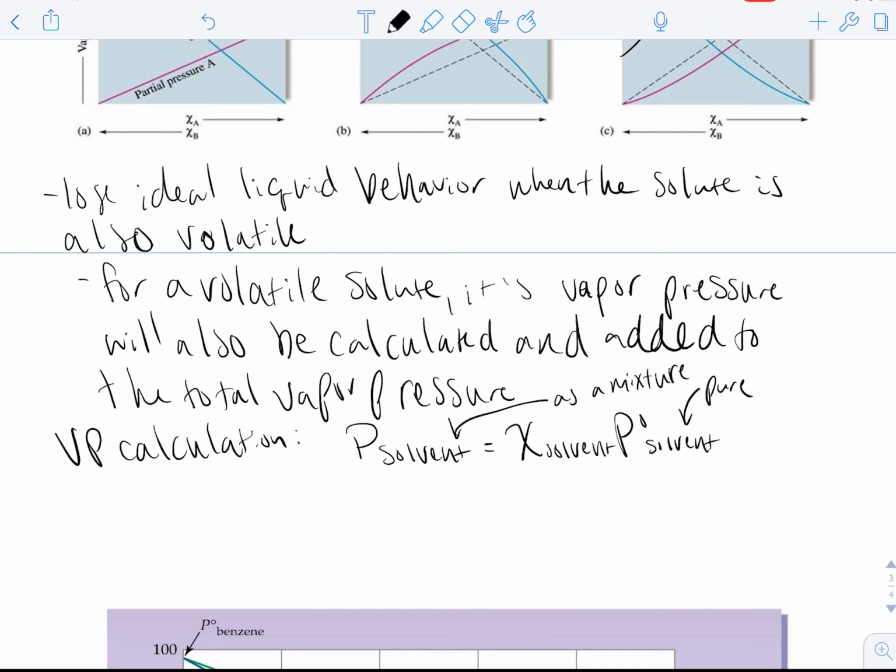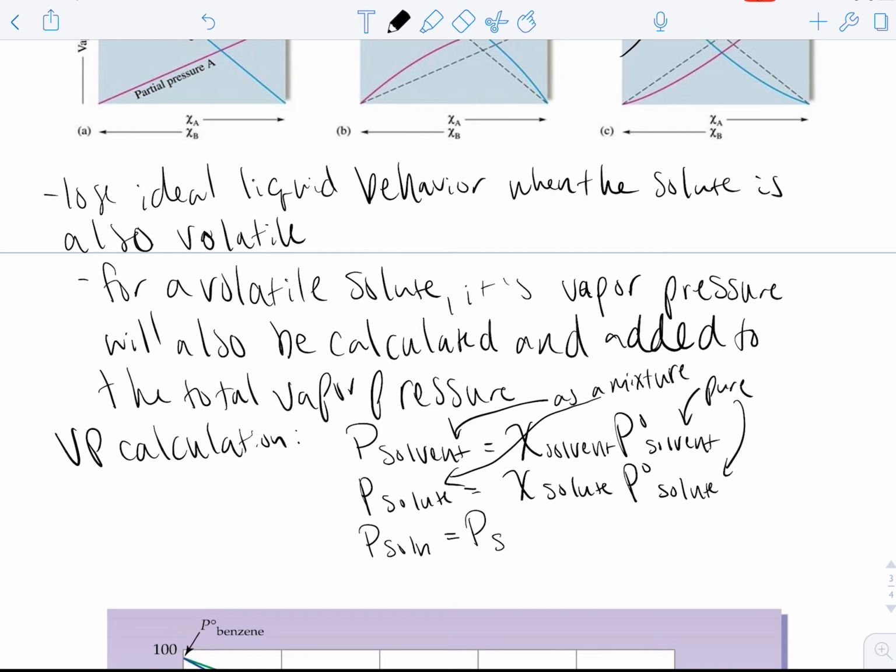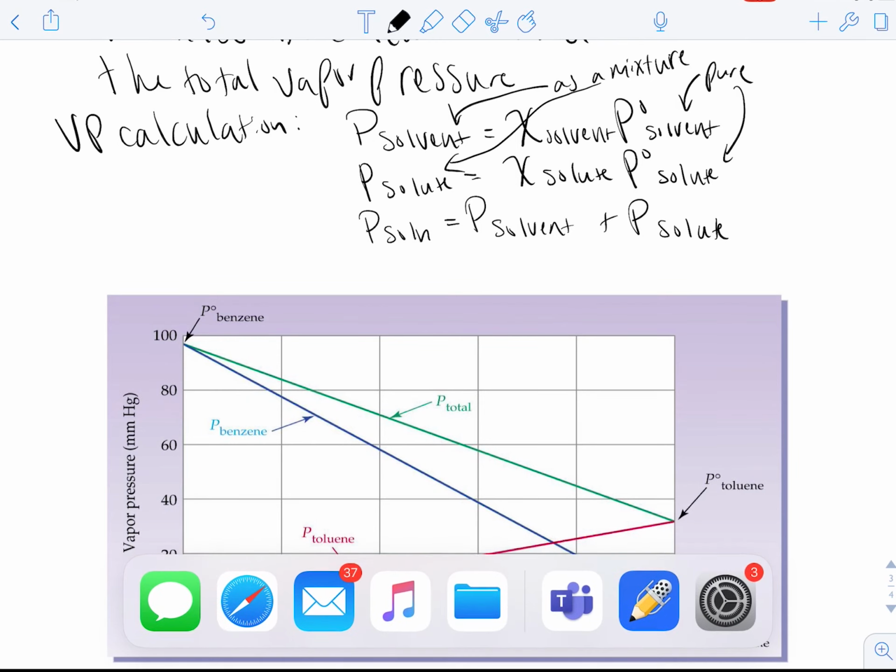Okay. And then we're going to add that to our solute. So we'll solve for the vapor pressure of our solute by taking the mole fraction of our solute times our regular old pure solute vapor pressure. And then we're going to add those together. So our total solution vapor pressure will be equal to the vapor pressure of our solvent plus the vapor pressure of our solute. And this is what that looks like.